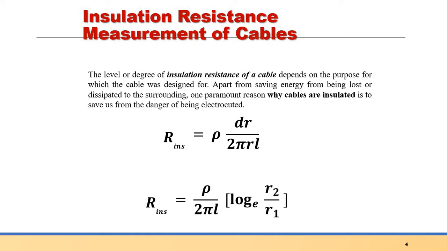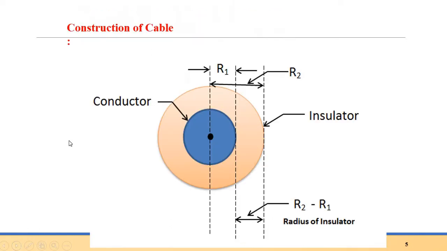So we can see here R insulation is equal to the integral of rho dr upon 2 pi rl, and R insulation is equal to rho upon 2 pi L times log to the base e of R2 by R1. So this is the derivation that we have to see.